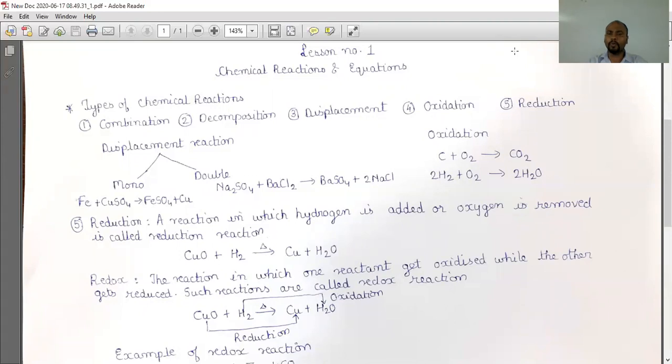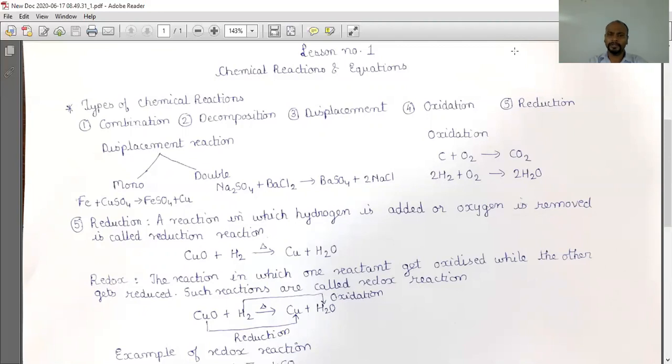Next reaction which we saw was oxidation reaction. Oxidation reaction means the reaction in which oxygen is added or hydrogen is removed. The example is carbon when reacts with oxygen gives you carbon dioxide. Same way, hydrogen when reacts with oxygen gives you water, that is 2H2 plus O2 gives you 2H2O. This was just a short revision of the topics which we had done in the earlier video.